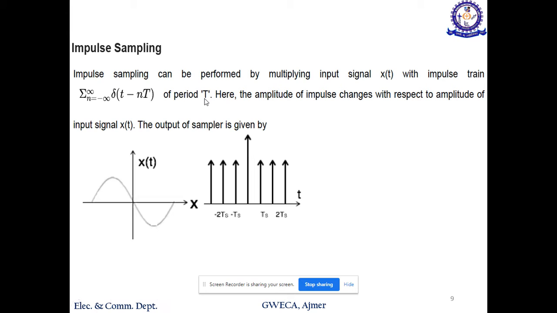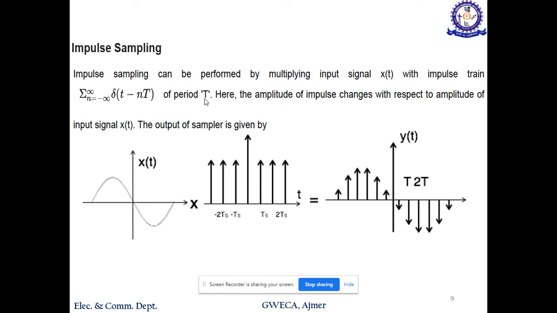So simply we get the output signal. The output signal has the shape of the input signal, or equally distributed impulses at Ts and 2Ts. To construct this kind of signal, we need a circuit that is known as a sampler circuit.